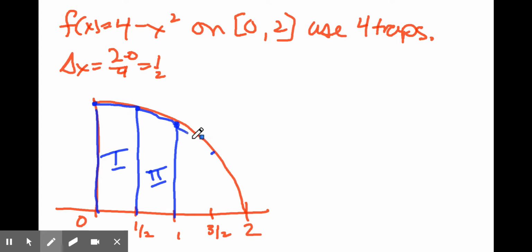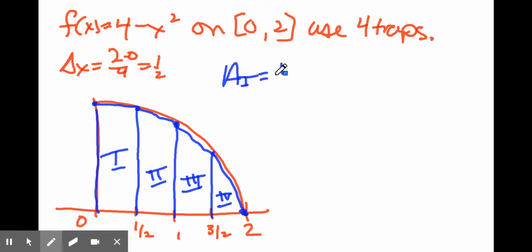We got a point now on f of 3/2. That's trapezoid number 3. And then we have a point here, and that is trapezoid number 4. All right, so this one's a little funky, and we'll talk about it momentarily. It's a little bit weird. Obviously, it's trapezoid number 4. We'll talk about how you would do it momentarily.